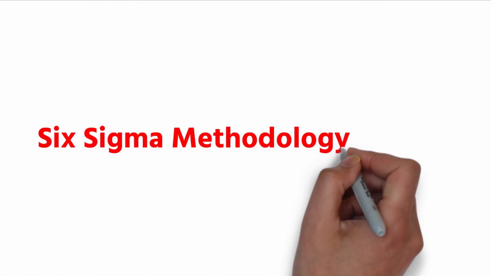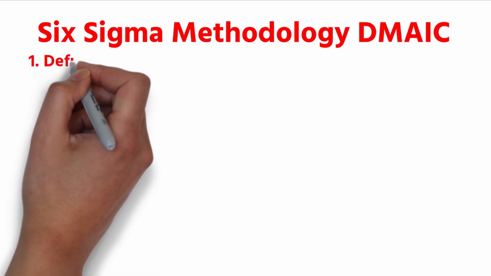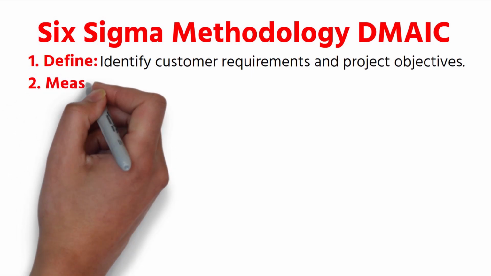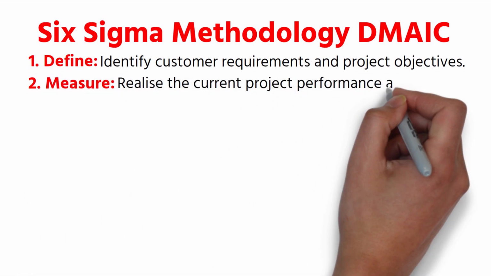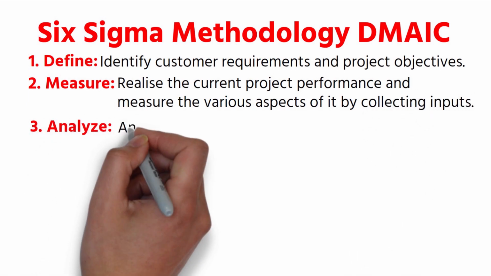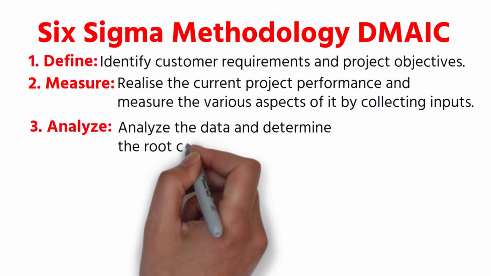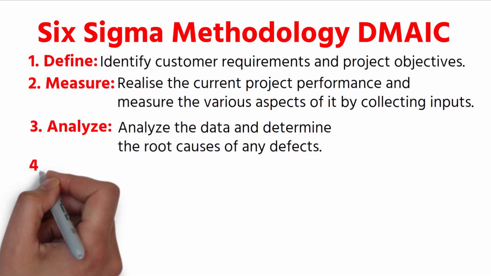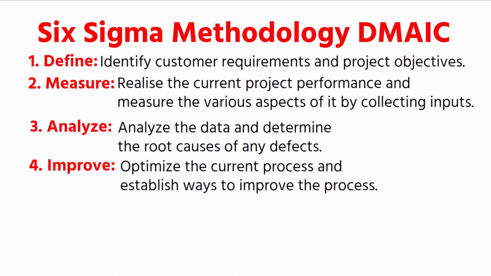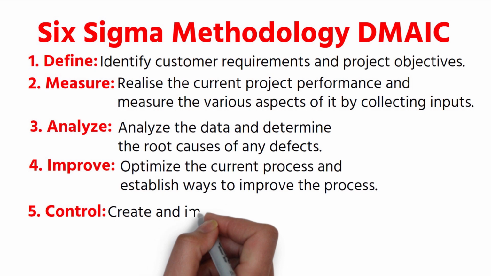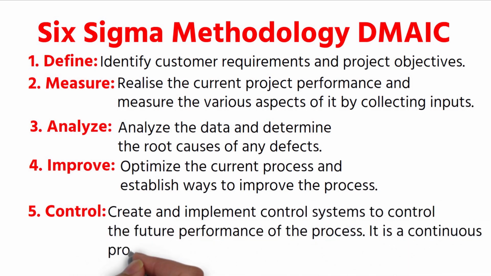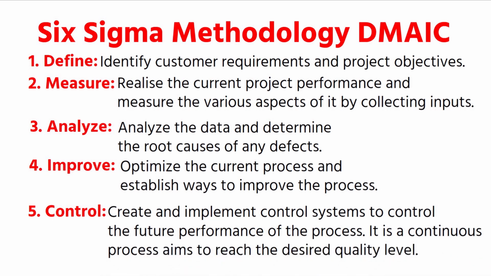Six Sigma methodology DMAIC. 1. Define: identify customer requirements and project objectives. 2. Measure: realize the current project performance and measure the various aspects of it by collecting inputs. 3. Analyze the data and determine the root causes of any defects. 4. Improve: optimize the current process and establish ways to improve the process. 5. Control: create and implement control systems to control the future performance of the process. It is a continuous process that aims to reach the desired quality level.